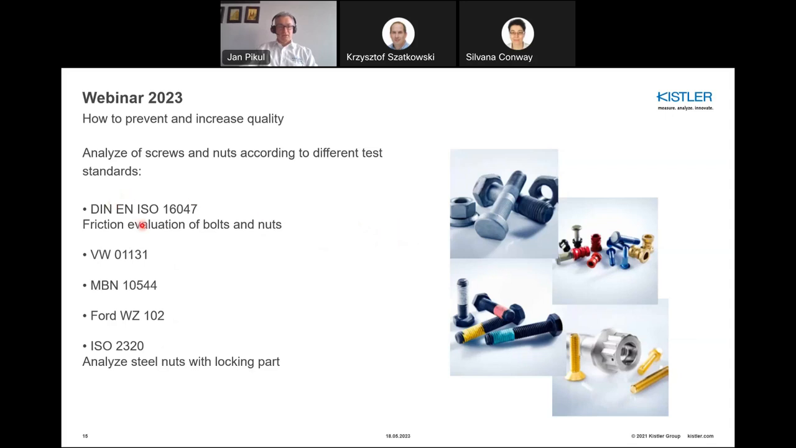Of course, based on that international standard, many producers designed their own company standards to reflect more the production process conditions. As you can see, Volkswagen, Mercedes-Benz, and Ford follow their own standards. But anyhow, all of them are based on the international standard. The international standard is used more by bolt producers when they want to compare their results. The company standards are used to make quality control of the components which are coming to their facilities.